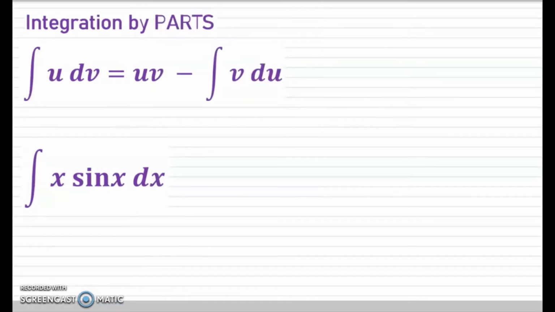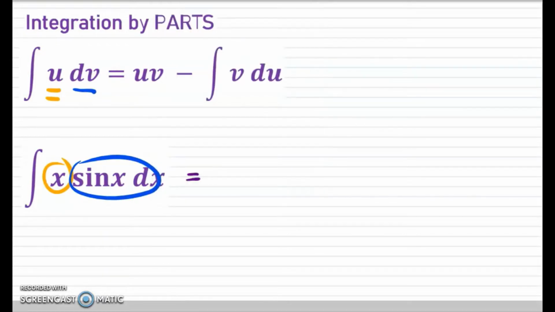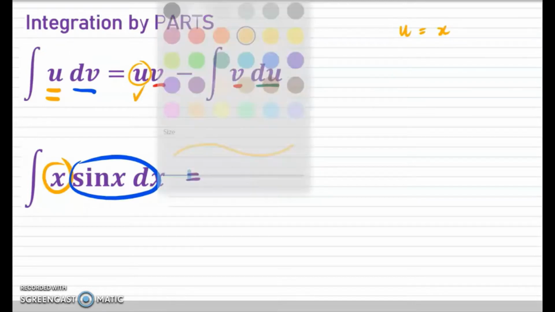In this example, we can consider x as our u, while sine x dx is our dv. If you look at the formula, we will still be needing v and the du, because what we only have is the u. The du will come from differentiating u. And since we have identified x as our u, we just get its derivative and we'll find the du.